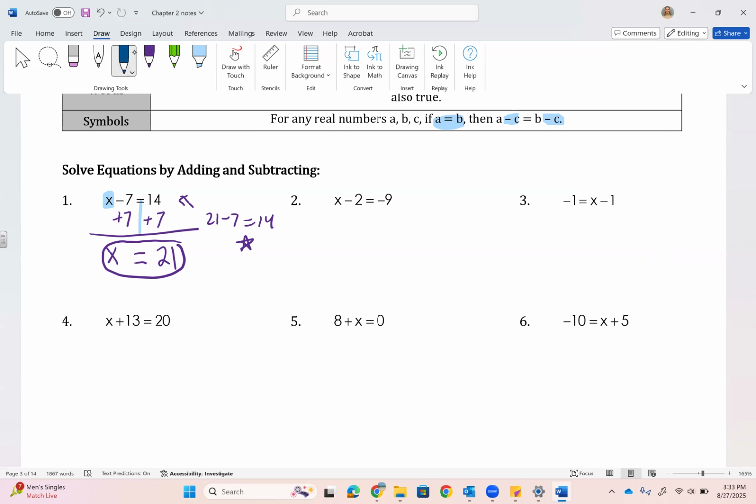On the second one, you'll notice there is an x and there's a subtract 2. So what's the inverse of subtracting 2? Well, it's to add 2. As long as you do it once to each side of the equation, you're going to get x, and then negative 2 plus 2 is 0, and negative 9 plus 2 is negative 7. So that's the solution to that problem.